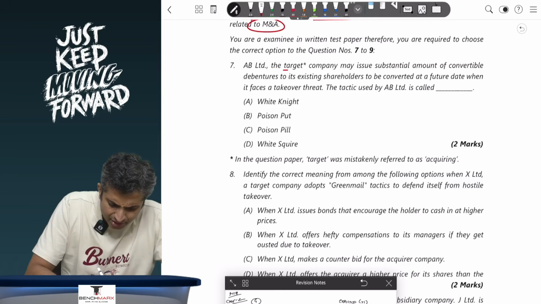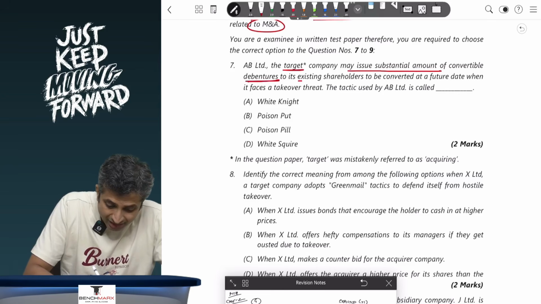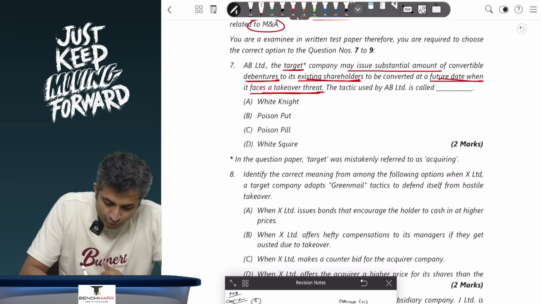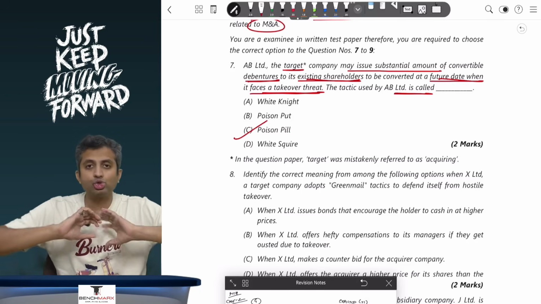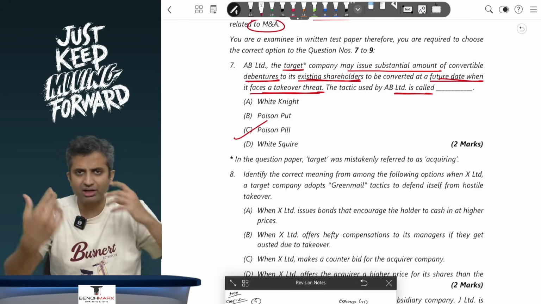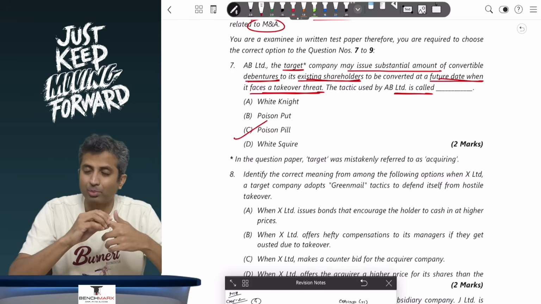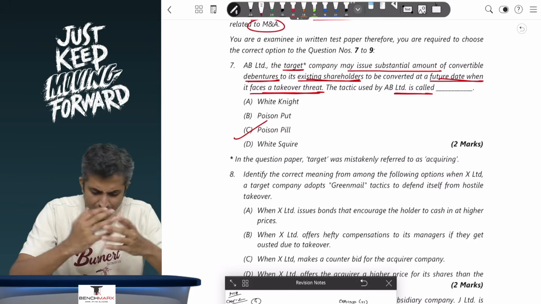Now, ABC, the target company, may issue a substantial amount of convertible debentures to existing shareholders, to be converted at a future date when it faces a takeover threat. This is a poison pill. The tactic used is called a poison pill, where you are issuing many shares or debentures to holders, which can possibly convert if there's a takeover threat.